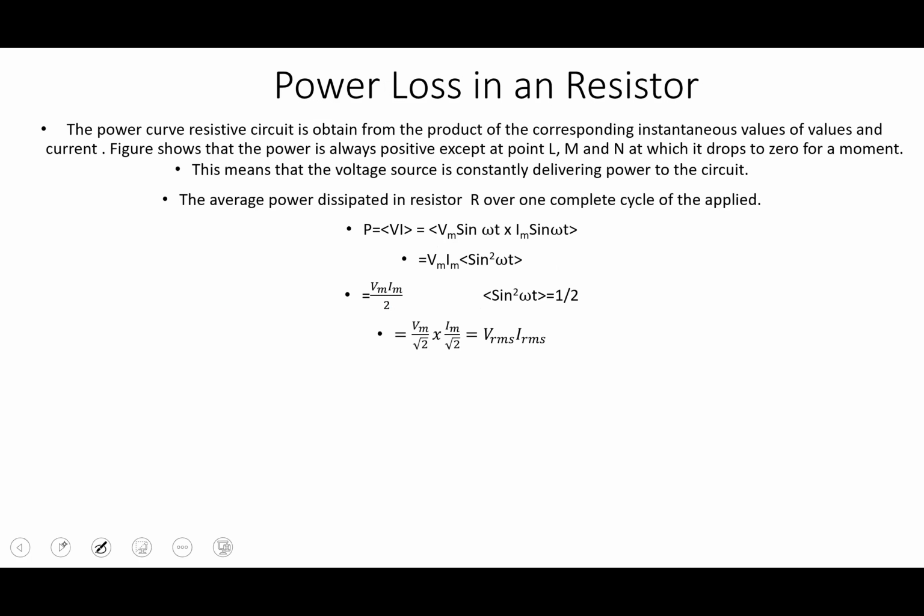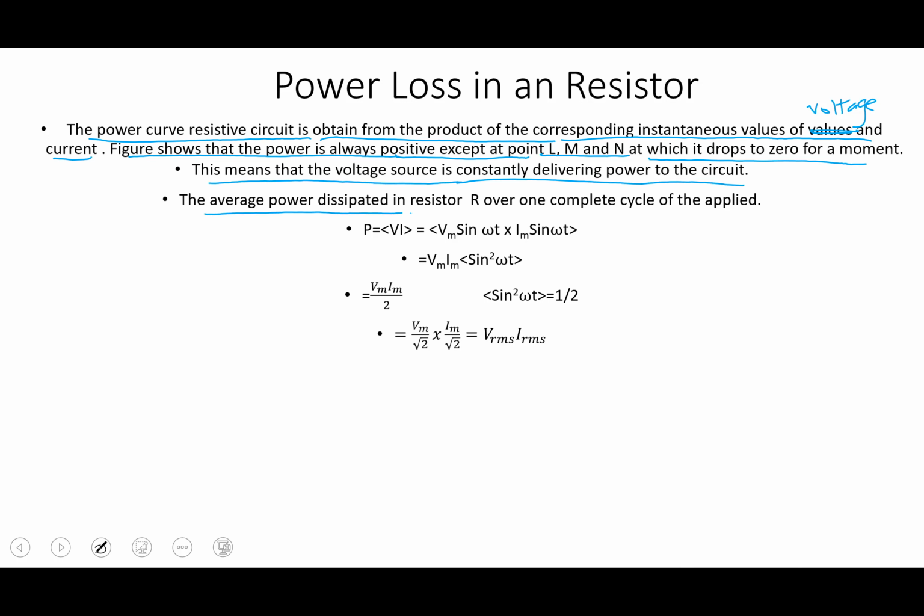Power loss in resistance. The power curve of the resistive circuit is obtained from the product of the corresponding instantaneous values of voltage and current. The figure shows the power is also always positive except at points L, M, N, where it drops to 0 for a moment. This means the voltage source is constantly delivering power to the circuit.